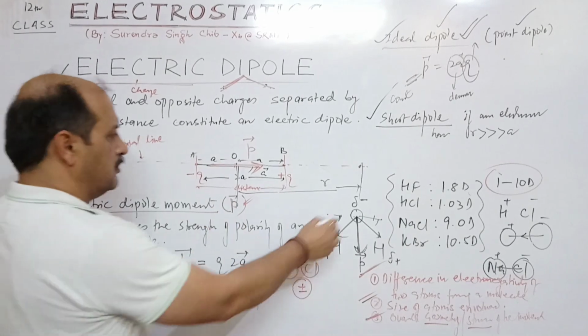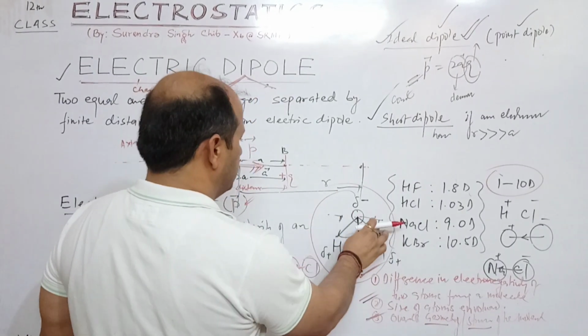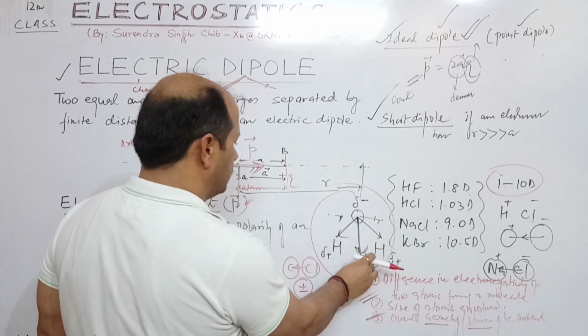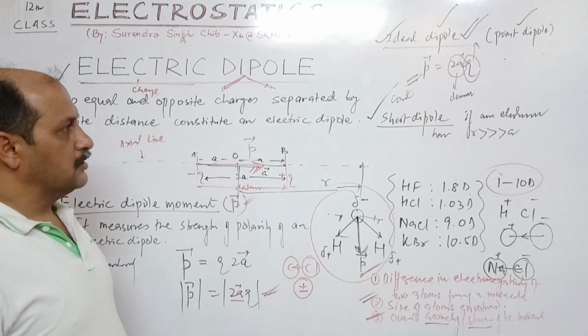See here, in water, the difference is there. Here it is P, here it is this. We have to resolve it. We get this. The dipole moment depends on the geometry as well.